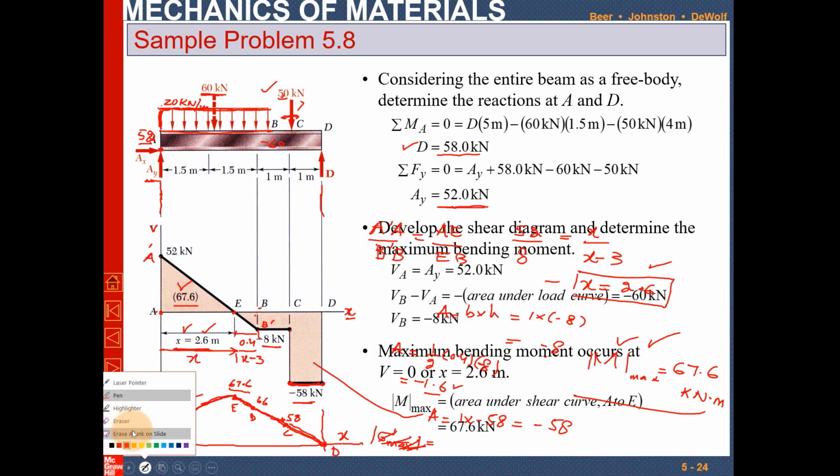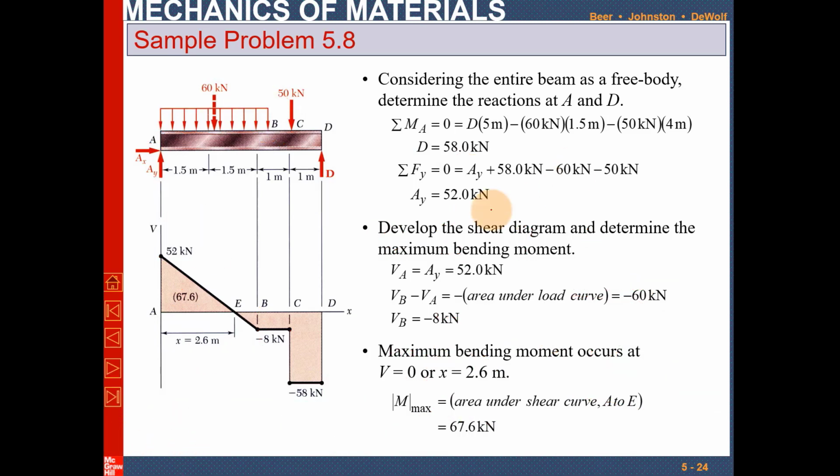So let me erase all these things. You can see that VA minus VB is equal to the area under the load curve, which is minus 60 kilonewton. All these things have been discussed, and we came to the point that at x equal to 2.6, the shear force is 0, and the maximum bending moment is equal to the area under the shear curve from A to E. This is a triangle, and the area is half of 2.6 into 52, which gives you 67.6.